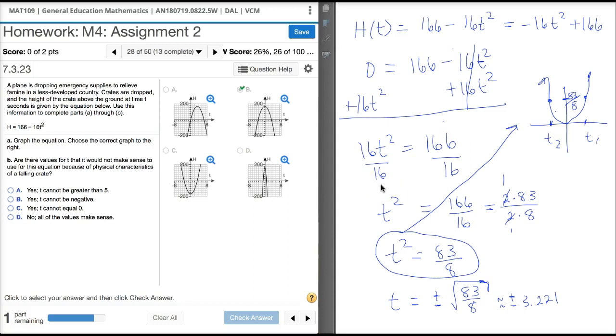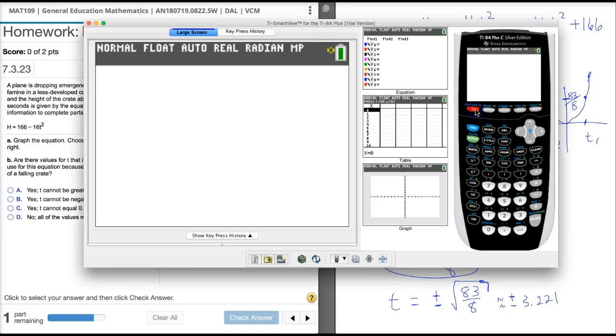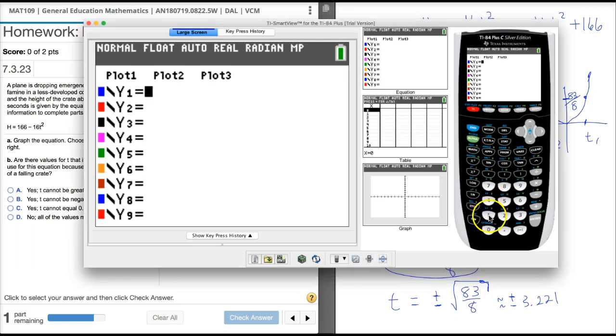Now, if you want to know how to do this in your calculators, I'm going to go ahead and show you that now as well. All right, so to graph this in your calculator, we would go to y equals, and then after that we would do 166 minus, and then 16, and then we'll click this button here with the x, t, theta, and n. That's our variable button. And we'll click this button here to square.